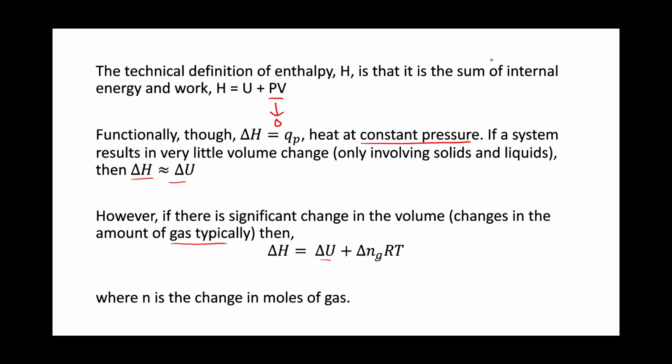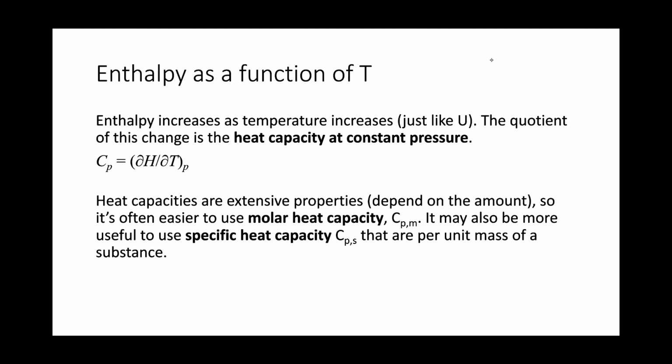And how do we get this? That's PV equals nRT. If we change the moles of gas, this is the change in P delta V, basically: delta n, the moles of gas, times R times T. This applies if there's a significant change in the volume, aka the number of moles of gas is changing.